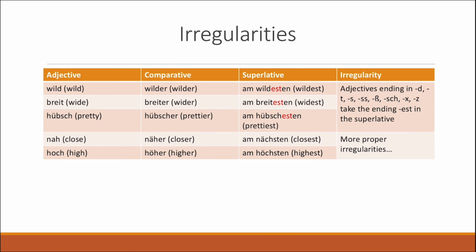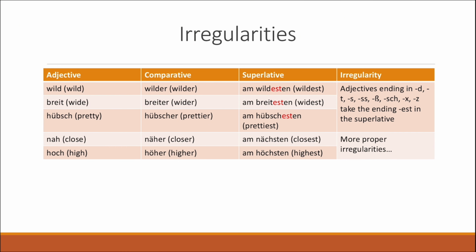Now we still have two possibilities for adjectives ending in d, t, s, double s, scharfes s, sh, x, sie. They take the ending est in the superlative and not the standard ending. So, for example, if you have the adjective wild, which means wild, then the superlative is going to become am wildesten, which would mean wildest. So it is also an irregularity.